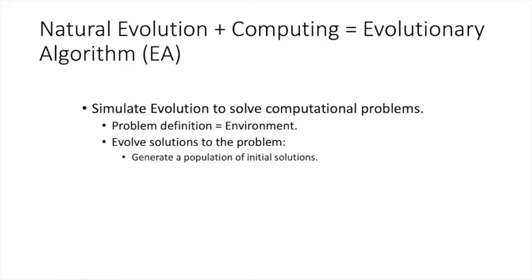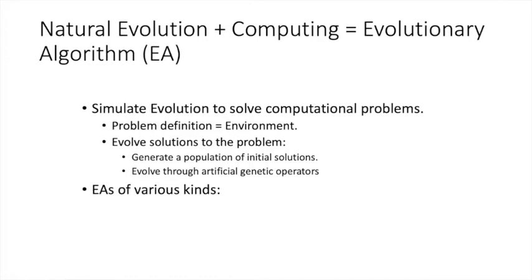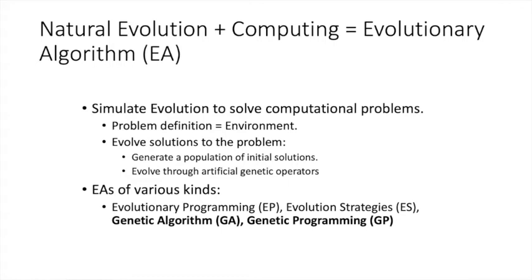So EC involves solutions to a given problem using a population-based approach, but instead of using the real crossover and mutation, EC uses artificial genetic operators that we shall see shortly. Another name for evolutionary computation is evolutionary algorithms, or EAs. As mentioned earlier, evolutionary algorithms are of various kinds, but the most famous names are on your screen. Of these, we shall focus particularly on genetic algorithms and genetic programming.